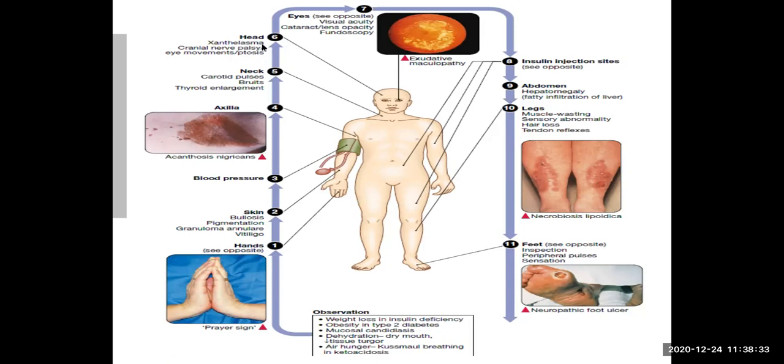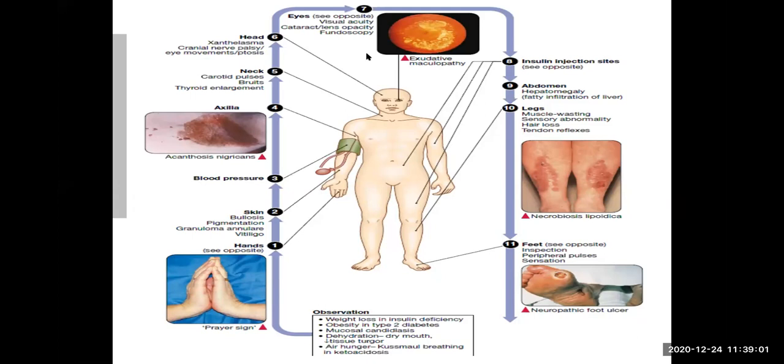Now, xanthelasma is a feature of hyperlipidemia. Hyperlipidemia is very common in a case of diabetes. And that is the connection there. Other things are quite easy for you to understand. Regarding the visual acuity, cataract is the opacification of the lens, and fundoscopy we'll talk a bit later, but all of these are associated with diabetic retinopathy.